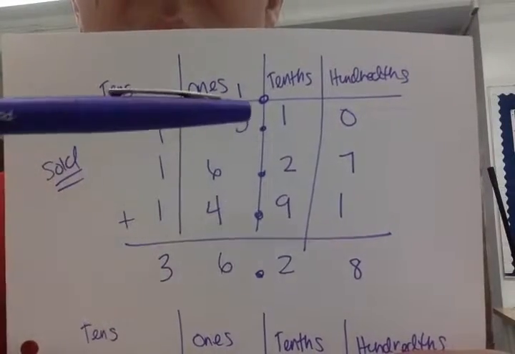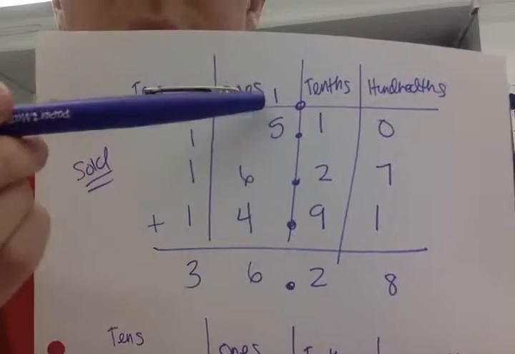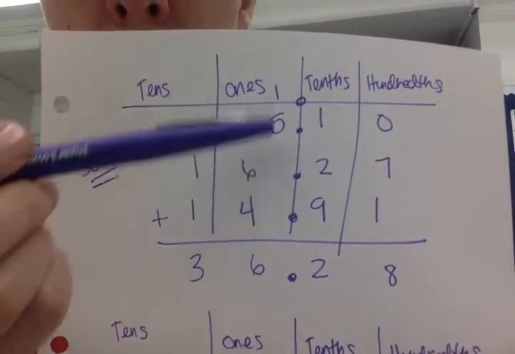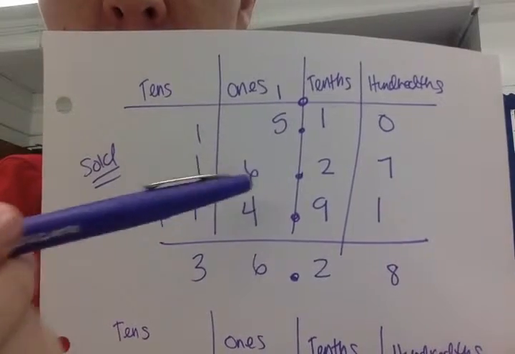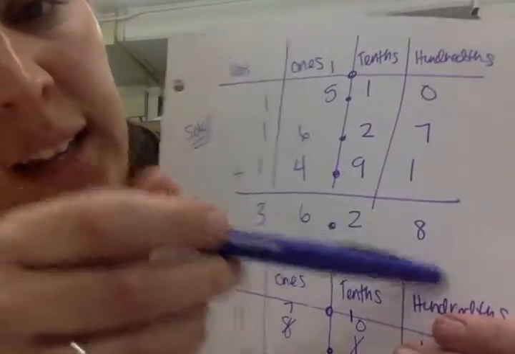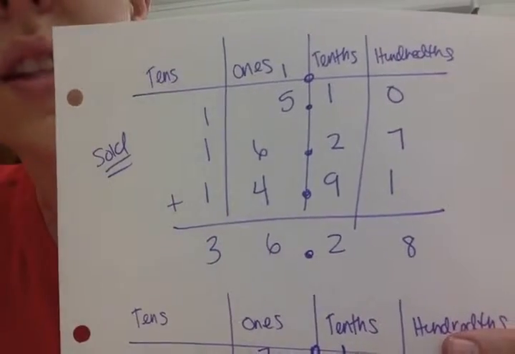7 plus 1 is 8. 1 plus 2 plus 9 is 12. 1 plus 5 plus 2 plus 4. See, I have 6, 7, 8, 9, 10, 11, 12. 1 plus 1 plus 1 is 3. I get 36 and 28 hundredths. That is the total amount of pounds of salad that the deli sold.